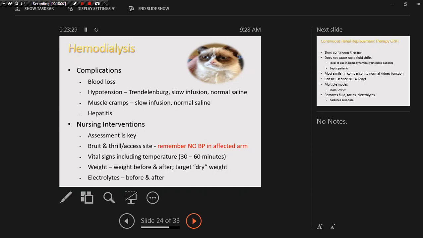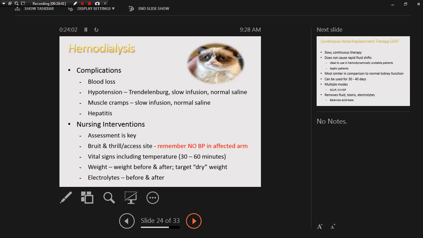Nursing interventions, like we said, assessment is the key. We talked about before the process, making sure there's bruit and thrill. Okay, do we have a good access site? Is there adequate patency? Yep, remembering no BPs in the affected arm, whether it's a fistula or a graft. When patients are getting dialysis, they're going to be getting their vital signs checked frequently. And then, of course, we've got autonomy. So if we feel like the patient needs to be checked more frequently, depending on how they had responded initially, we can do that.